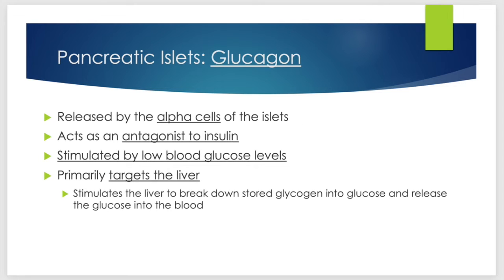The other hormone produced by your pancreas is called glucagon. Insulin is released by the beta cells of the islets of Langerhans, and glucagon is released by the alpha cells. This acts as an antagonist to insulin, and it's going to be stimulated by low blood sugar levels. The primary target organ for glucagon would be the liver. It's going to cause the liver to break down glycogen that's been stored into glucose and then release the glucose into the bloodstream.